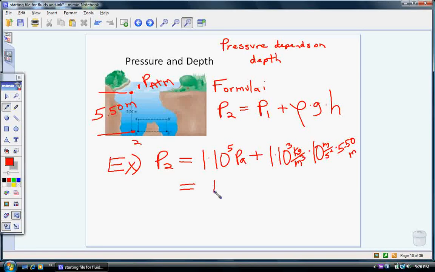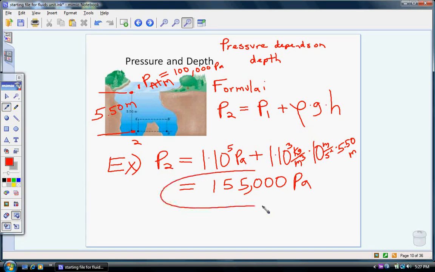Equals 155,000 pascals. So basically, what do we have up here? Atmospheric pressure at the surface is 100,000 pascals, and down below, over here, the lower pressure is 155,000 pascals. Now, here's another interesting point I want to make.